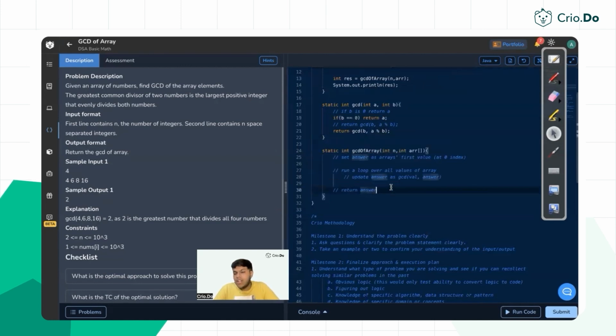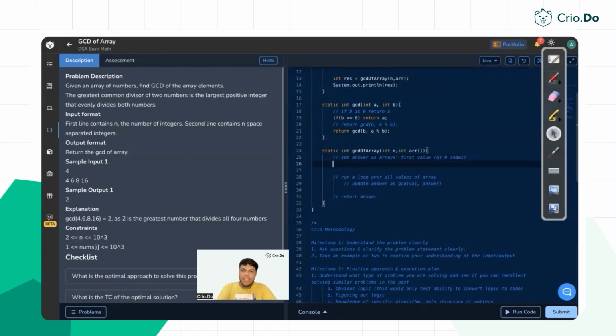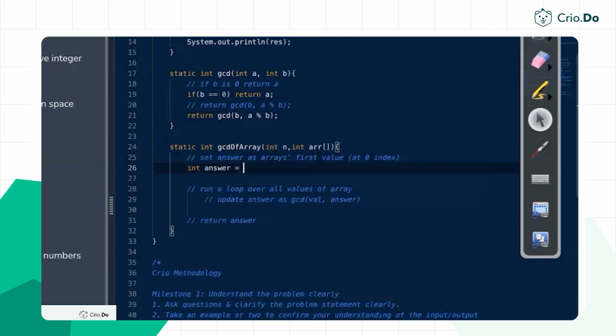But when it comes to the GCD of all elements in the array, we have to initialize the answer with some value, not 0 or 1, but some value present in the array only. So we can initialize it with array of 0 or array of 1. There will be minimum two values in the array, so you should always have array of 0 and array of 1. You can initialize it with them without any hesitation. So that's why I am initializing it with array of 0, the value at the 0th index.